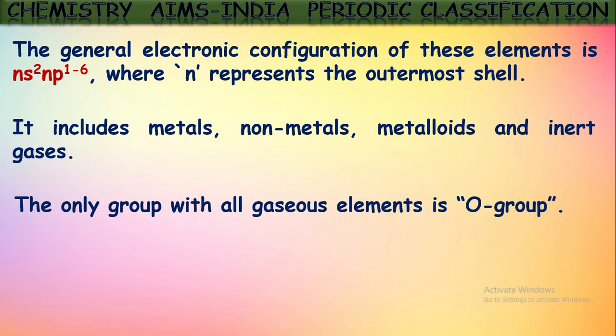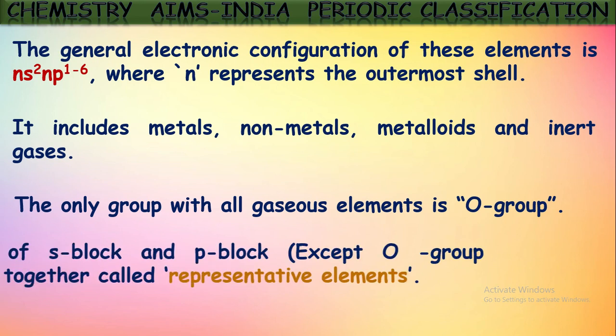The only group with all gaseous elements is zero group. This we discussed earlier once. Let us see once again. What is zero group? 8th A group. 8th A group contains all gases. What are those? Noble gases: helium, neon, argon, krypton, xenon and radon. These elements are called noble gases. So this is a group which contains all gases only.